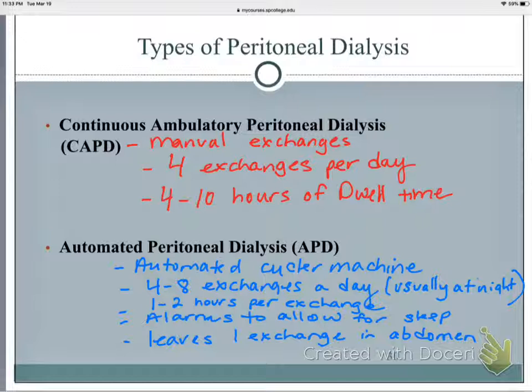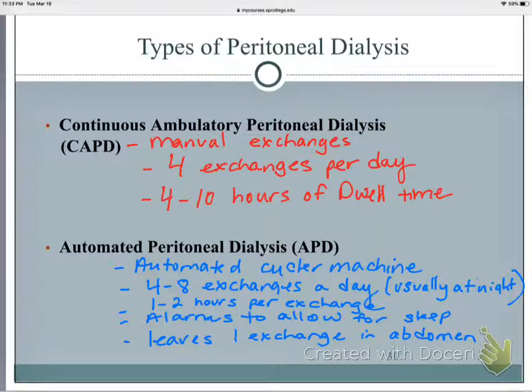But in general it is nicer to use, because you can use it while you sleep and still have your daytime life without being trapped to a machine, right? There are about 4 to 8 exchanges a day, and 1 to 2 hours per exchange. But you can literally set it and go to sleep.